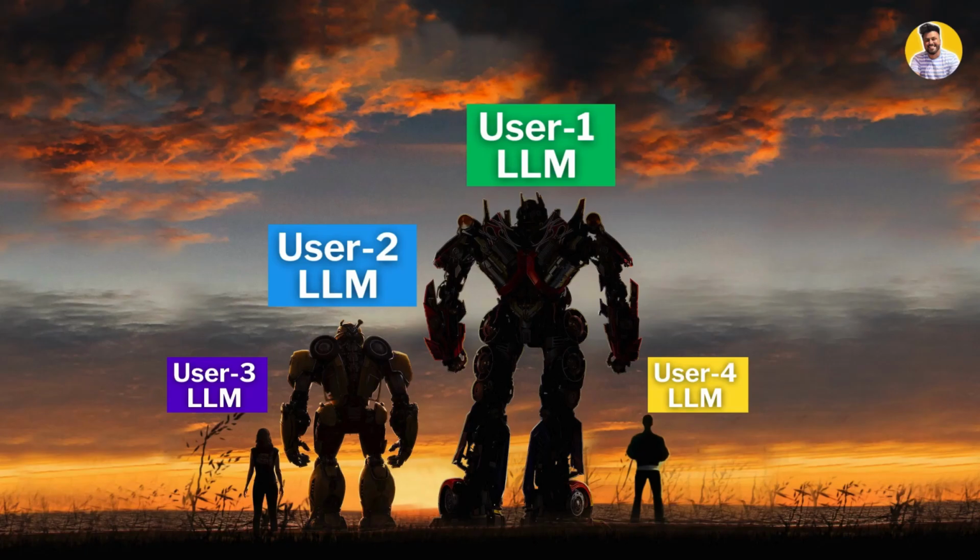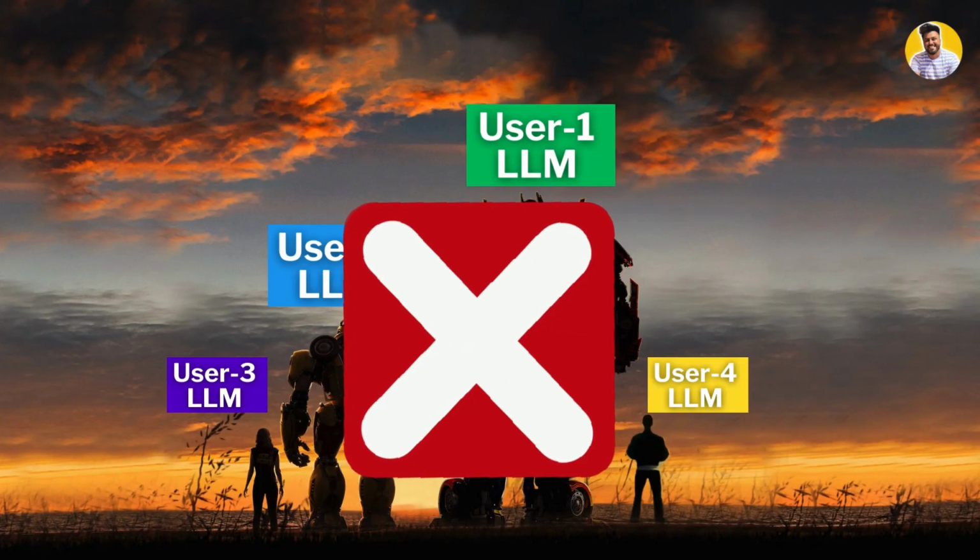This is a very explanatory video on why we don't build a different large language model for each of the users. So why don't I build a GPT-4 model with 1 trillion parameters for each single user who is trying to use it?